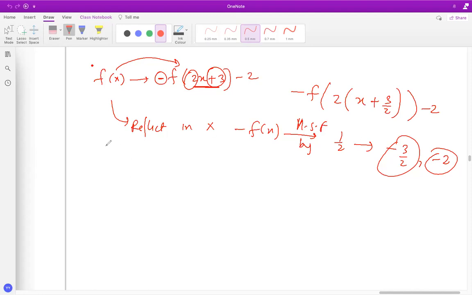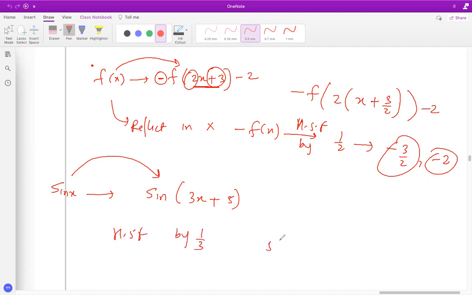So just be careful. Now, for example, if I've got the sine x function, and I've got, let's say, the sine 3x plus 5 function. Now I want to just find out what transformation maps this graph onto this. Now in this case, the one which simply comes is that you'll have horizontal stretch factor by 1/3, and move 5 units to the left. This is the one which comes directly, which is wrong.